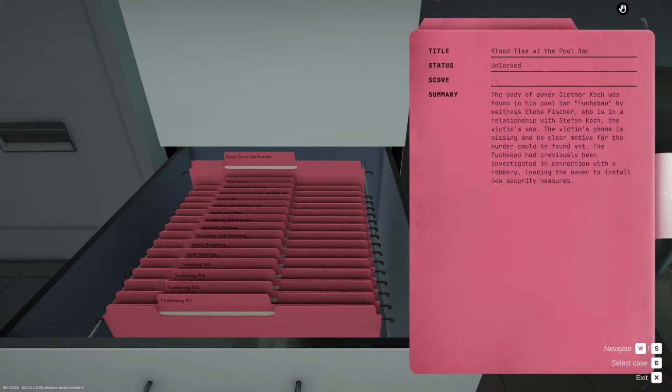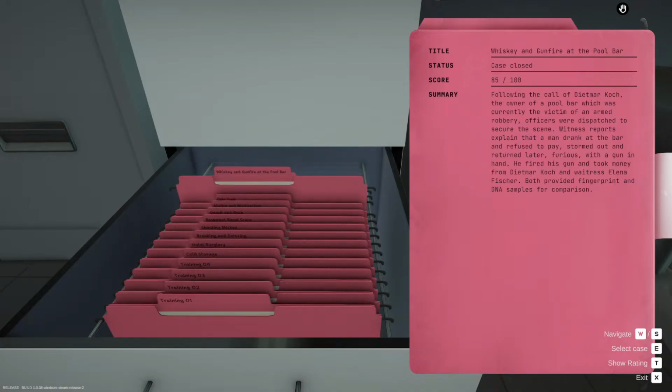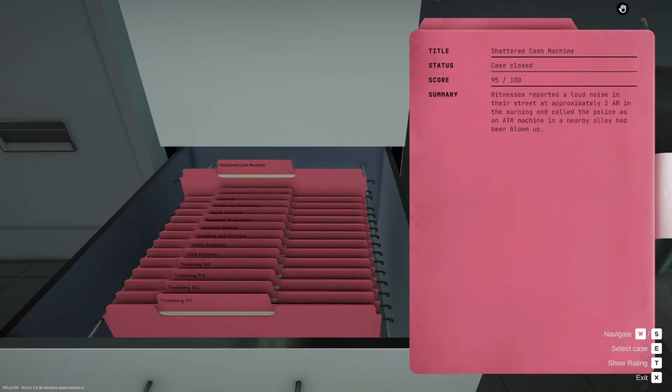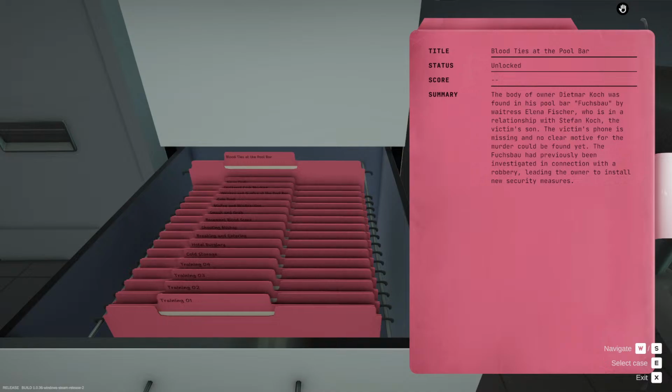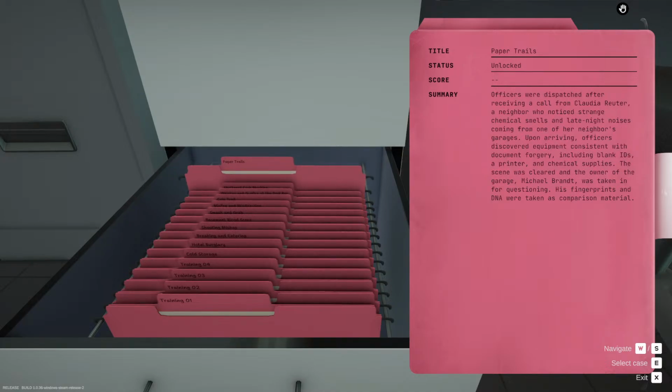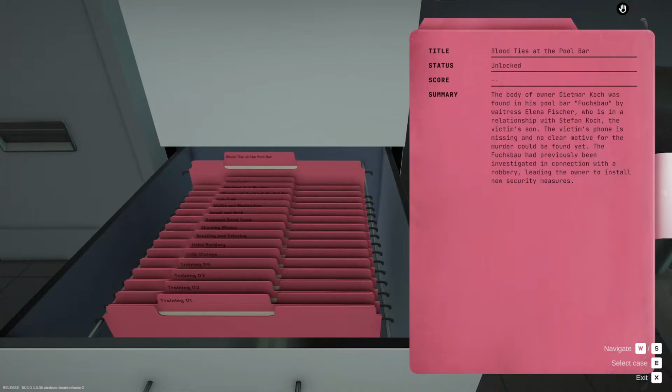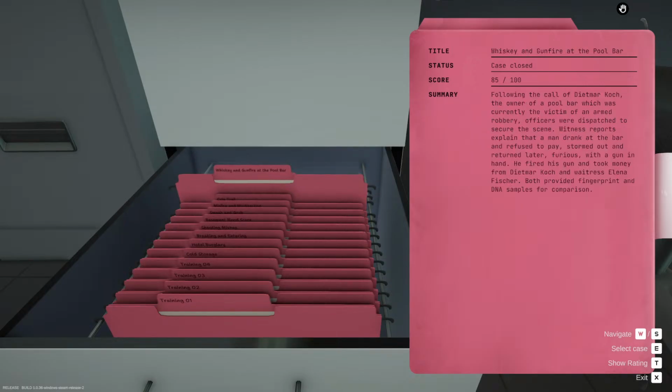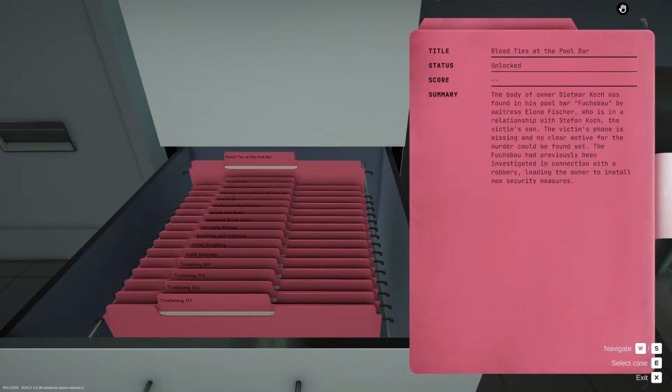Paper trails and blood ties at the pool bar. Didn't I already do a pool one? Yeah, whiskey and gunfire at the pool bar. Huh. Oh my goodness. It's the same bar. The body of owner Detmar Koch was found in his pool bar. That's crazy. By his waitress. So they were part of the case at the other bar. That's wild.